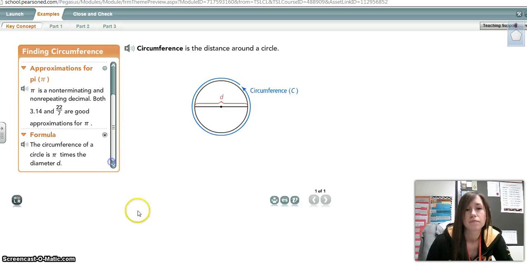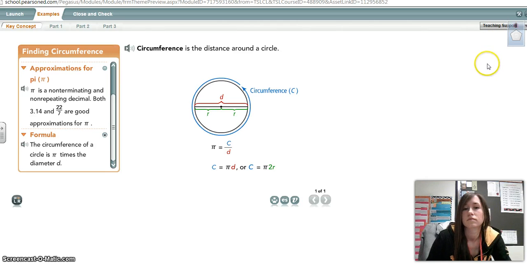To find a formula for the circumference, solve the equation pi equals c divided by d for c, the circumference. Multiply both sides of the equation by d. C equals pi times d. The diameter is equal to 2 times the radius of a circle. You can write the formula for circumference in terms of the radius. C equals 2 times pi times r.